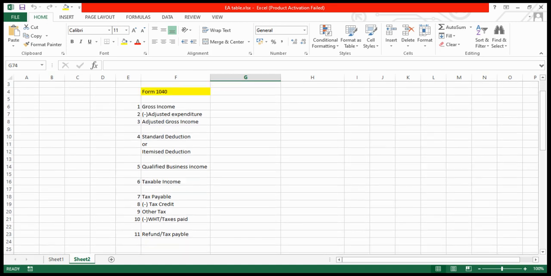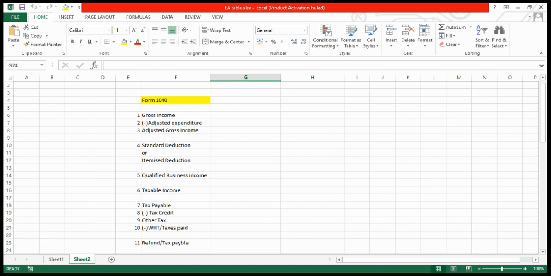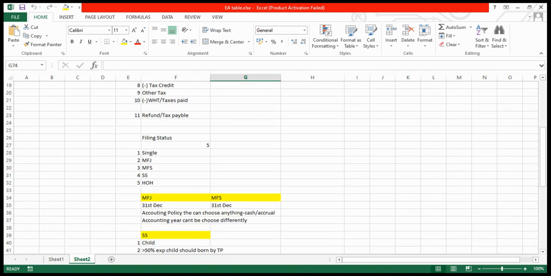Now you got to know how the Form 1040 looks, and at the same time, what are the filing statuses available under the US tax return. So we have now covered filing status. Now we are going to enter a new topic, which is dependency rules.